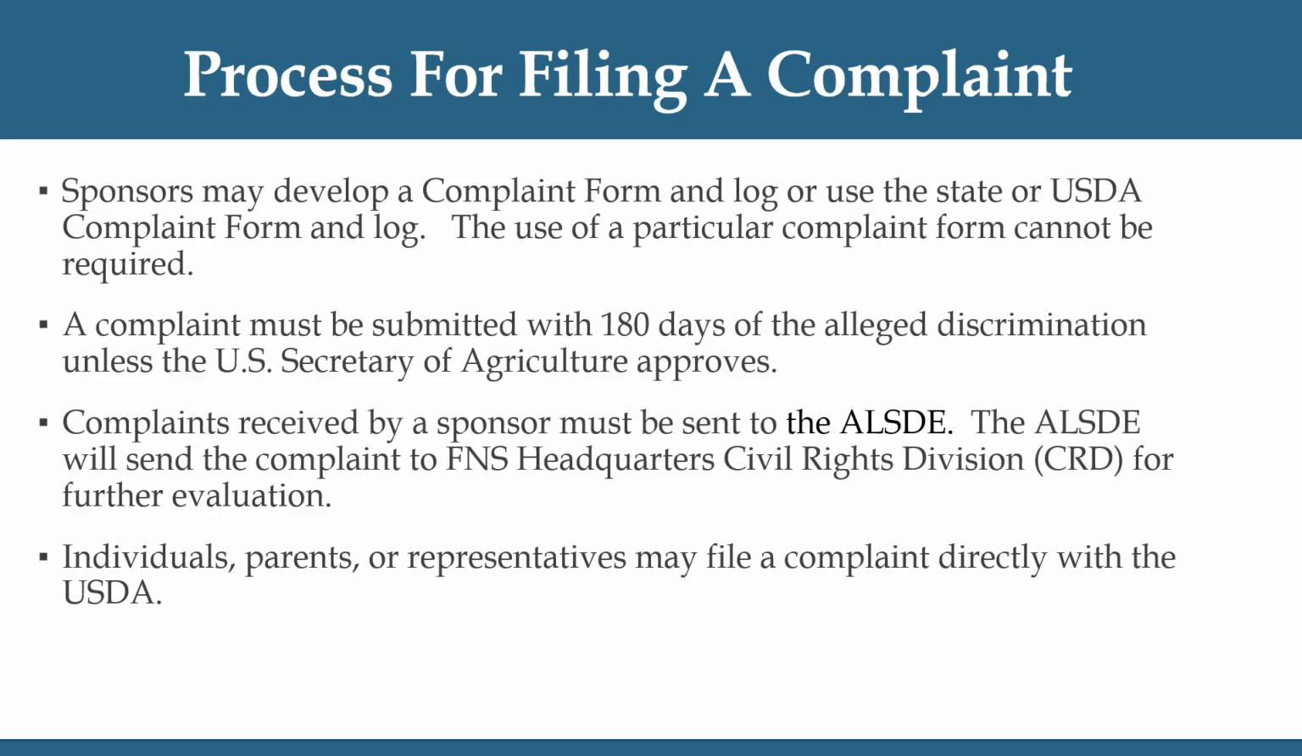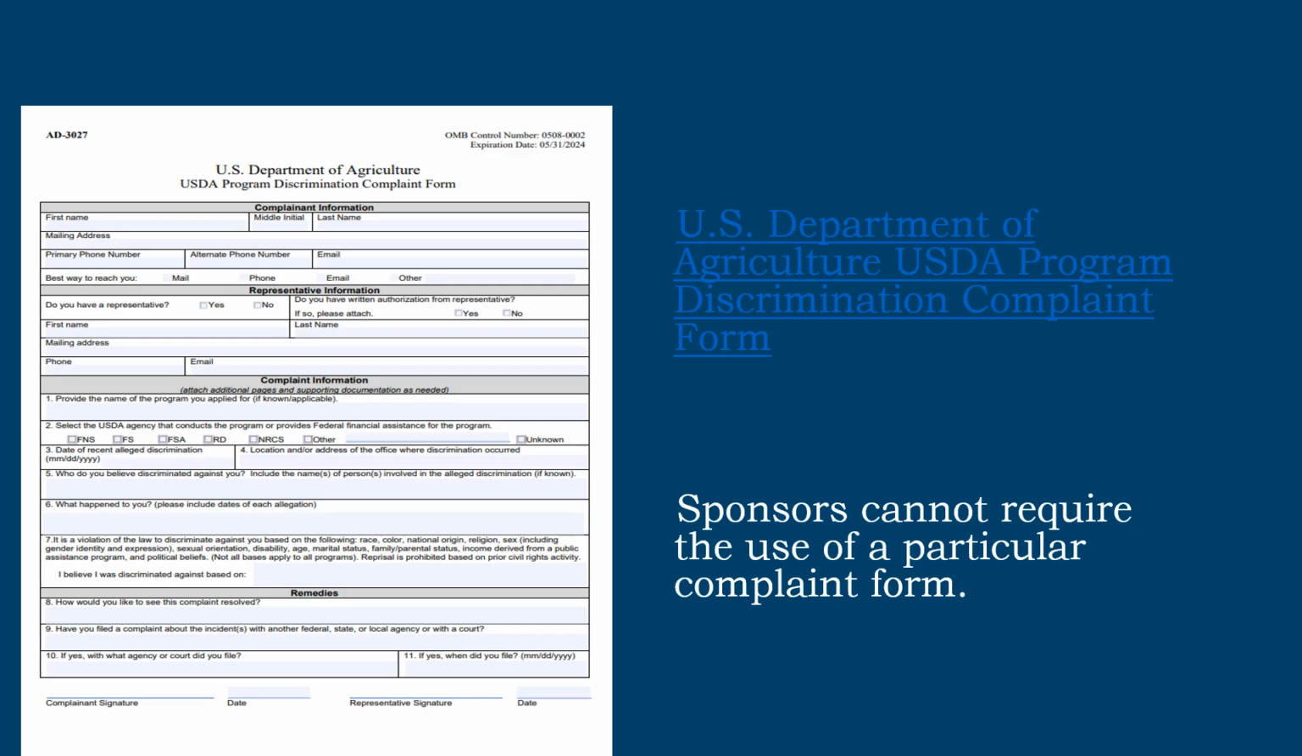Any complaint that you receive based on civil rights has to be sent to the ALSDE. We record it and we send it on to the Civil Rights Division in Atlanta for further evaluation. They would tell us how to proceed or they would handle it on their own. This is the USDA complaint form and there is a link to it within the PowerPoint. It's also available in multiple languages.